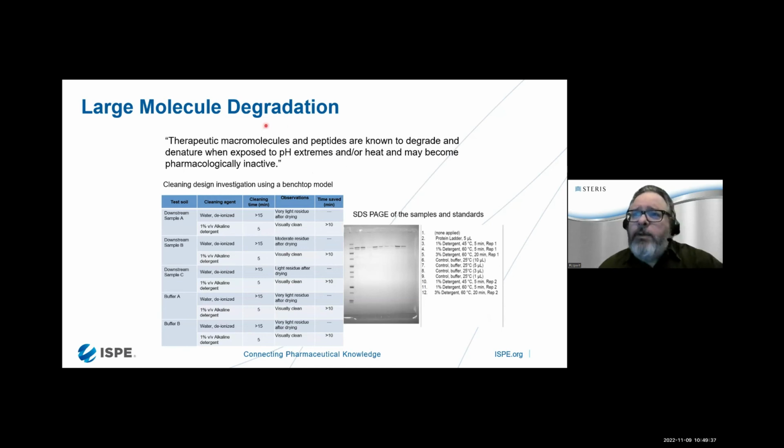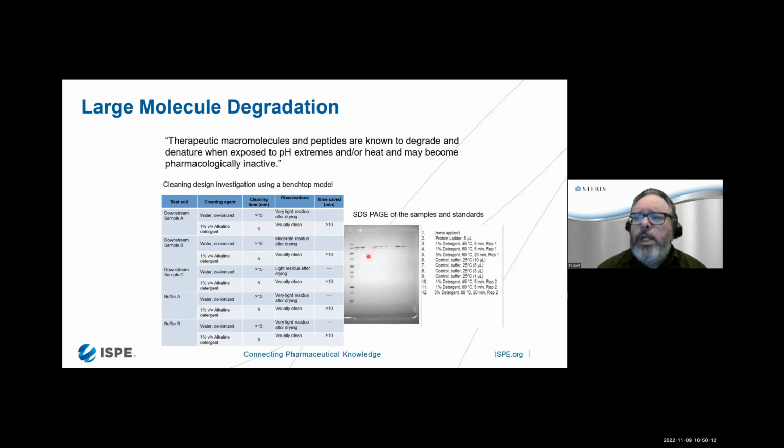We have a therapeutic macromolecule. It's known to degrade. We have different downstream manufacturing processes. We have different cleaning agents that are used, different cleaning times, different observations, and the time that it took to clean that material. Essentially a 1% alkaline detergent, 5 minutes was able to get a visually clean surface.